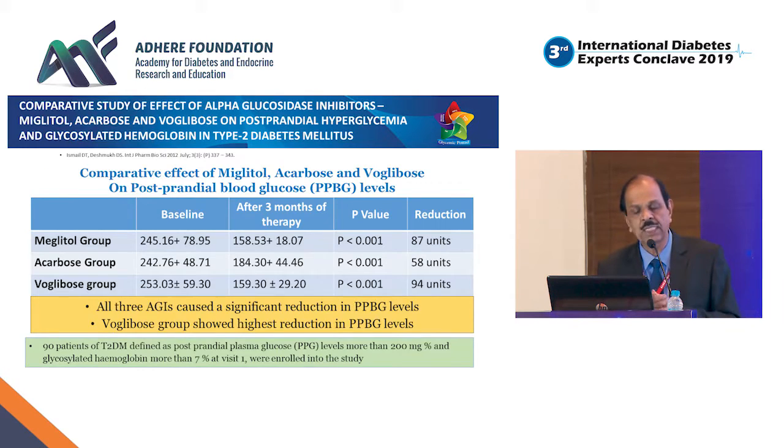So this was a head-to-head analysis study, which looked at 90 patients with type 2 diabetes, with inclusion criteria of blood sugar more than 200 and glycated hemoglobin more than 7% at the first visit.